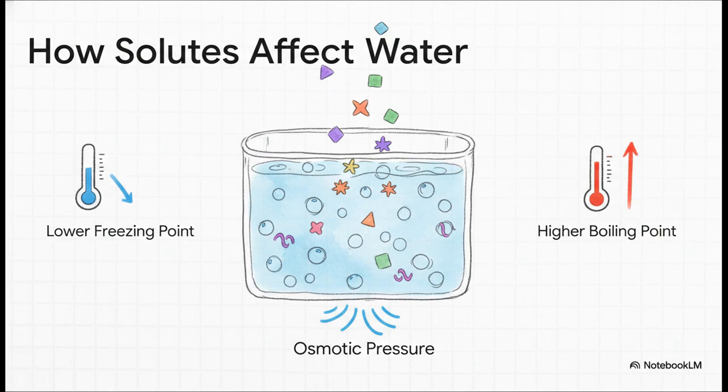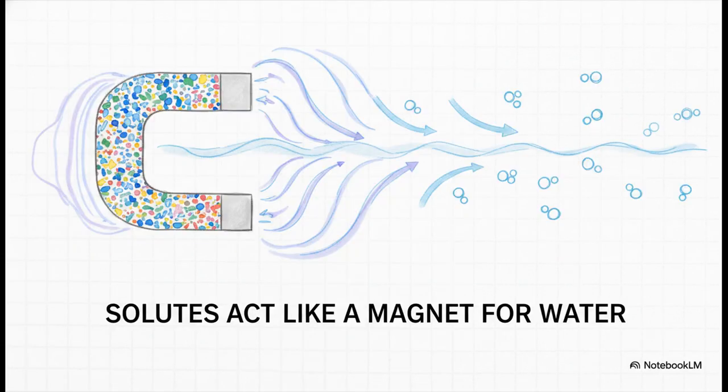When you dissolve solutes in water, they basically get in the way of the water molecules. They lower the effective concentration of the water itself. It's the reason why salty water freezes at a lower temperature and boils at a higher one. And, most importantly for our mystery, it's what creates osmotic pressure. So you can think of it kind of like this. A high concentration of solutes acts almost like a magnet for water. The more solute particles you cram into one place, the stronger the pull is on water from the areas around it. This is the force that's pushing the water.